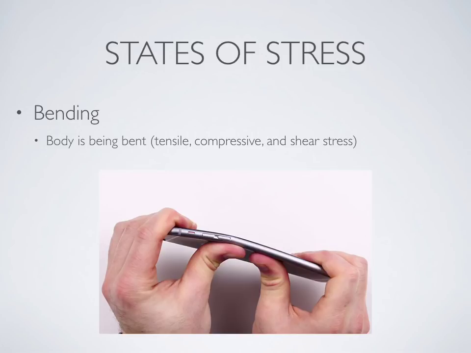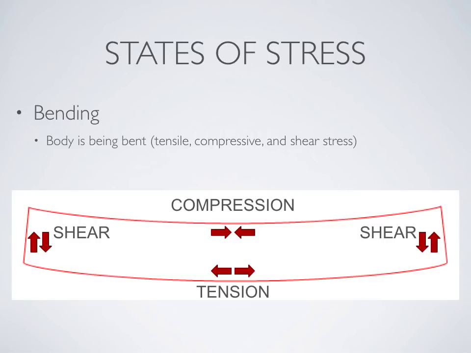Bending creates tensile, compressive, and shear stresses all at once. We'll go into that on the next slide, but those things all happen at once, all because of bending. So here's an example of bending in a beam.